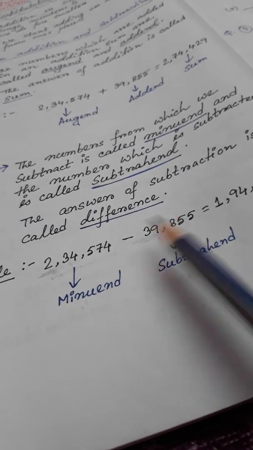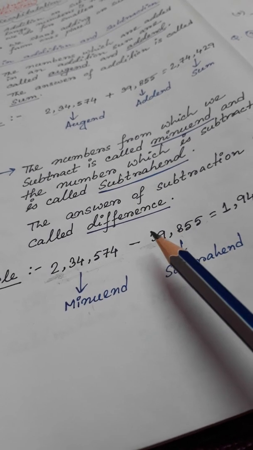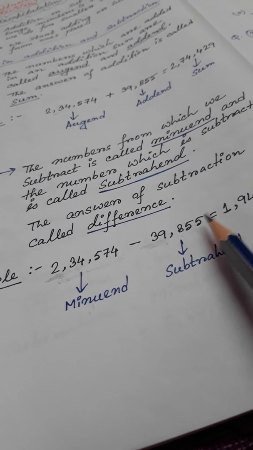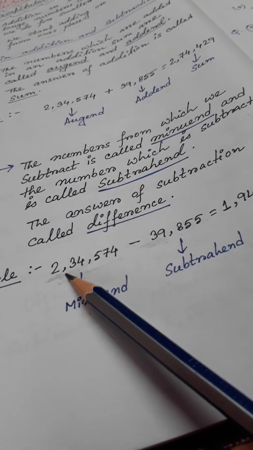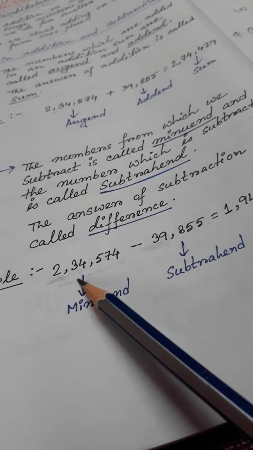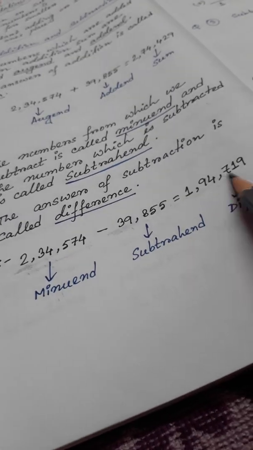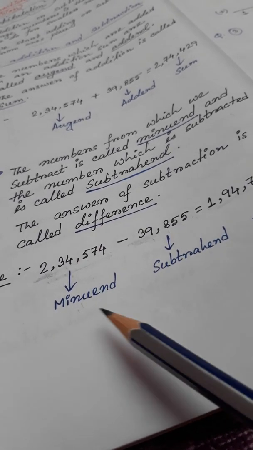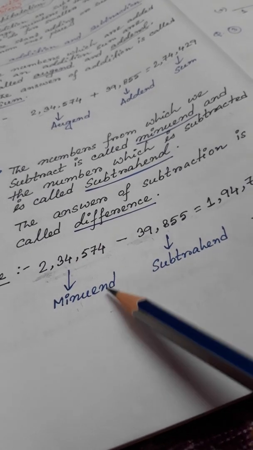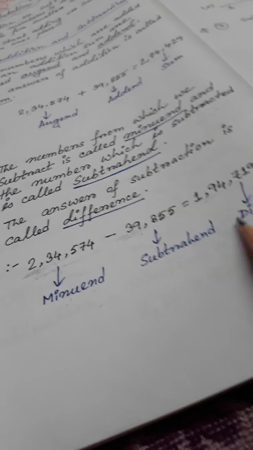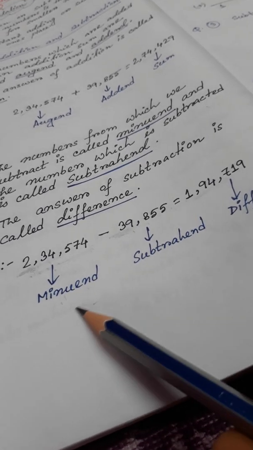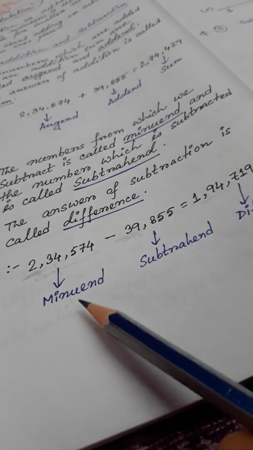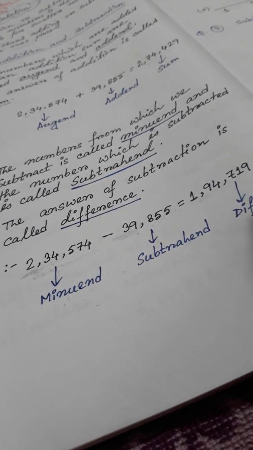And the result after subtraction, what we get when we subtract this from this, is called the difference. So what terms are we using in subtraction? Minuend, subtrahend, and difference. Minuend minus subtrahend equals difference. Please remember this also: minuend minus subtrahend equals difference.